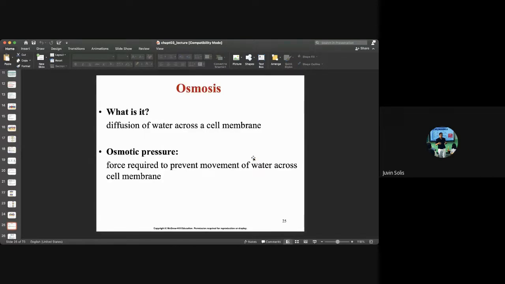Okay, next is here. We're going to talk now about your osmosis. I know you already heard this one also. So osmosis is the diffusion of water across your cell membrane. And here we have your term osmotic pressure. This is the force required to prevent the movement of water across your cell membrane.